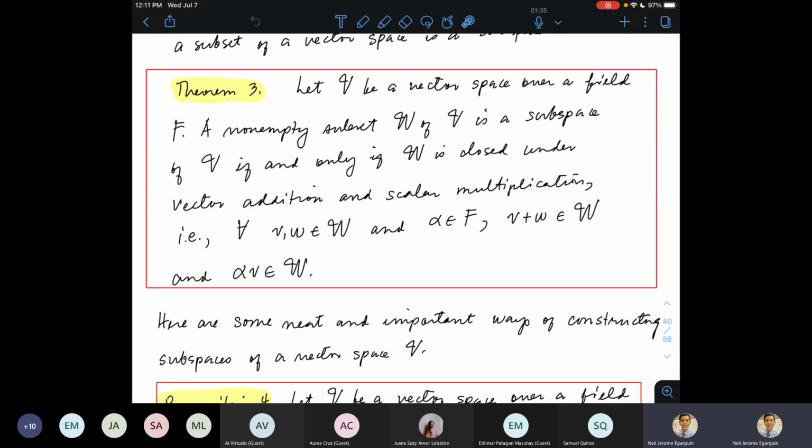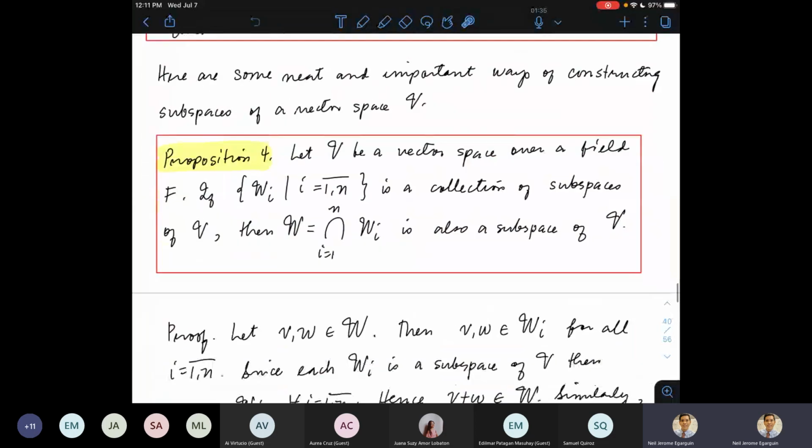That means if W is closed under vector addition and scalar multiplication, then automatically it will also be a subspace. So I use the forward implication here.